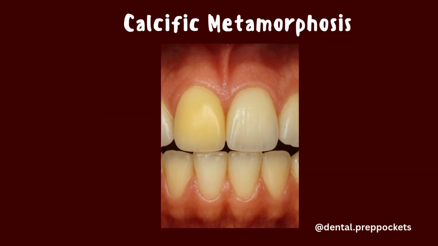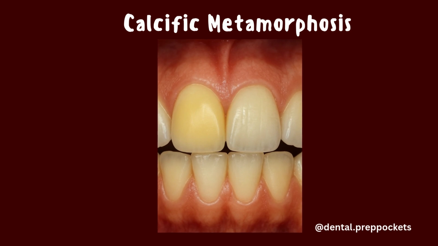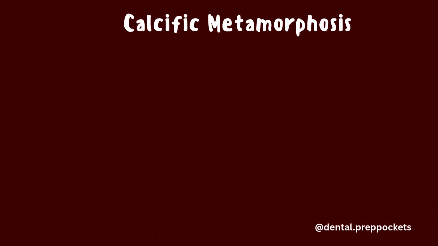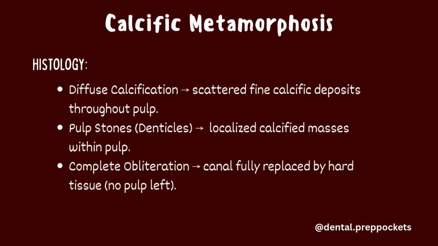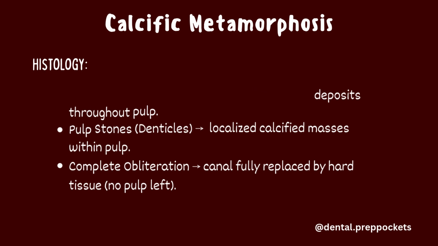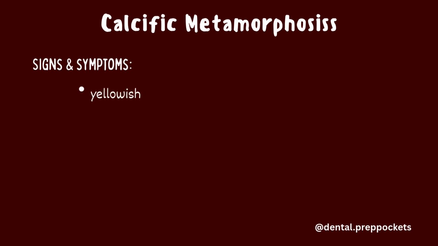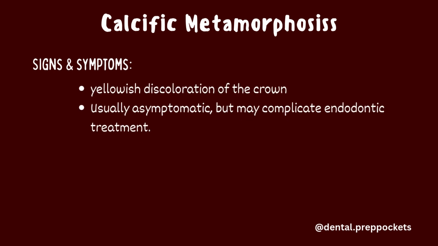As you can appreciate in the picture, the more yellowish color of the incisor shows calcification. Histologically, it shows 3 patterns. In case of diffuse calcification, there are scattered fine calcific deposits throughout the pulp. In case of pulp stones, there are localized calcified masses within the pulp. And in complete obliteration, the canals are fully replaced by hard tissue, in which no pulp is left. The main characteristic is the yellowish discoloration of the crown.